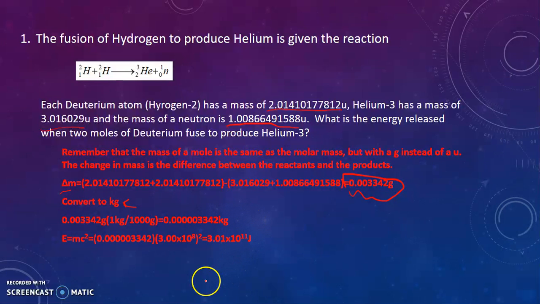Now we're going to convert it to kilograms by dividing it by 1,000, and we should get 0.00003342 kilograms. Now we're going to use that famous equation E equals mc squared by having that mass in kilograms times 3.00 times 10 to the 8th squared. If you're wondering where this number comes from, remember it's the speed of light. So we should get 3.01 times 10 to the 11th joules.